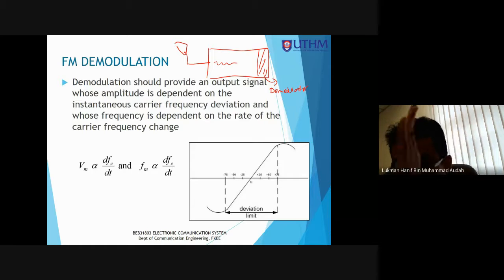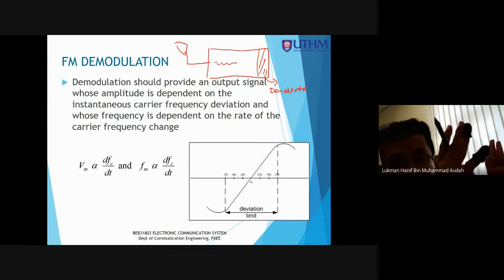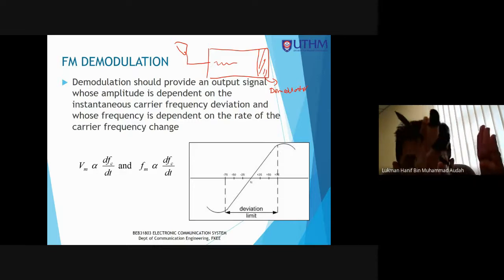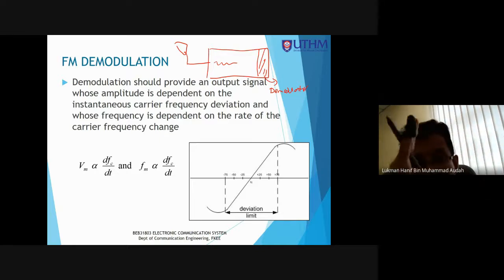But at the receiver, pada receiver kita perlu buat proses yang terbalik. Bermakna dalam receiver kita terima FM or PM signal. That means we receive a signal at the receiver, kita terima signal yang mengalami perubahan frekuensi dan fasa. Daripada perubahan ini, kita perlu menghasilkan output yang mempunyai perubahan amplitude. So dibuat proses terbalik. Maknanya perubahan frekuensi dan fasa akan menghasilkan perubahan amplitude pada output.